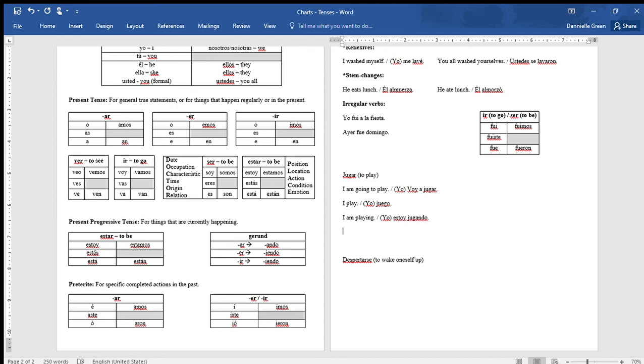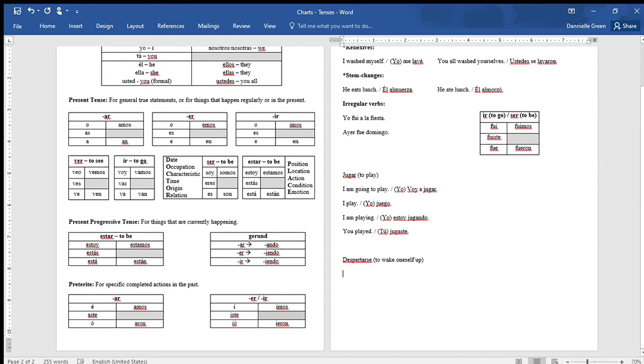And then let's switch it up here. Let's say you played. Again, the tú here is optional, but if we wanted to say you played, jugaste. We do not have a stem change there to worry about in the preterite tense either. All right, let's go ahead and do one more verb.